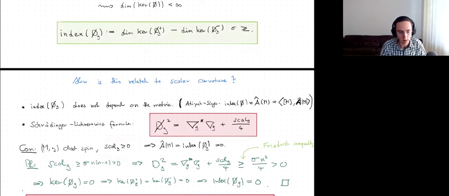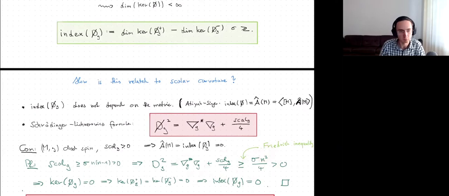And how is this proved? Well, this just follows from this formula. If the scalar curvature is positive, then since this is a compact manifold, the scalar curvature is bounded below by some positive constant. Let's say we normalize it such that it's just sigma times n times n minus 1, where sigma is some positive constant. And then the square of the Dirac operator is given by the connection Laplacian plus the scalar curvature. Now this can be bounded below by sigma times n squared over 4, which is a positive constant. Here you might say, wait a minute, I only have sigma times n times n minus 1. Why do I have n squared here?